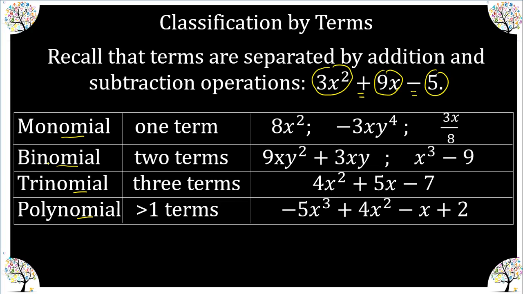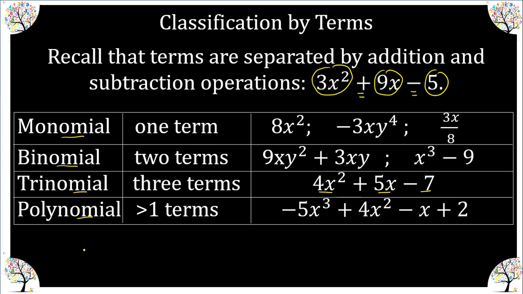Then we have binomial, meaning two terms. This first example, we have 2 terms separated by addition. Our second example, the 2 terms are separated by subtraction. Then we have a trinomial, meaning 3 terms. We have 3 terms separated with an addition and a subtraction. 3 terms, 1, 2, 3.